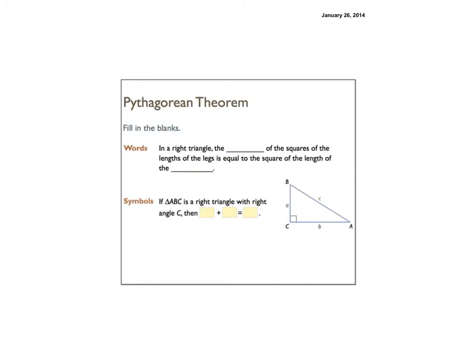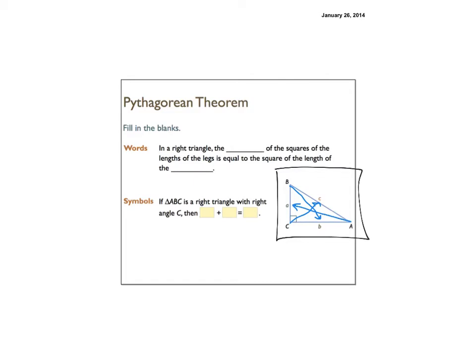One thing I do want to note here, and we're going to be looking at this a lot during this unit, you'll notice that the angles are labeled with capital letters A, B, and C, and then the sides across from them are labeled with the lowercase version. So across from angle A is side lowercase a. Across from angle B is side lowercase b. Across from angle C, the hypotenuse, is lowercase c.